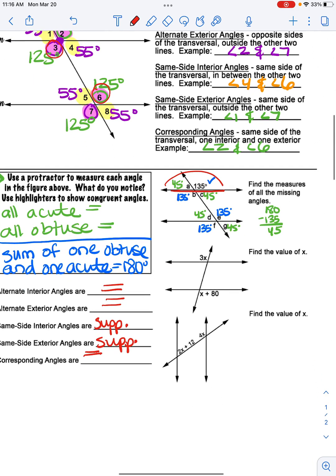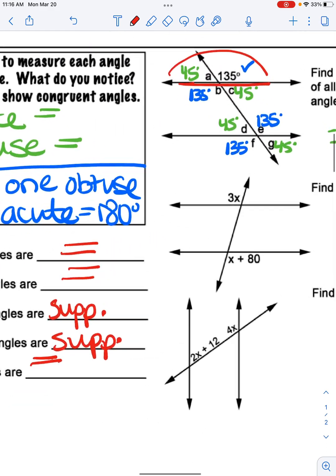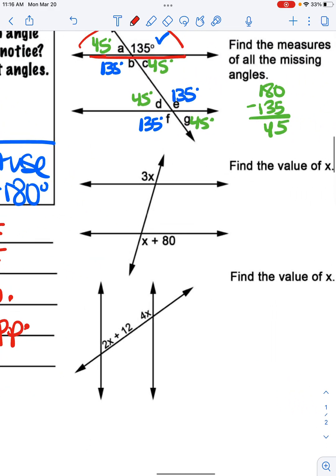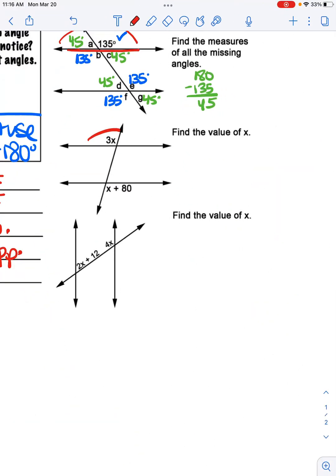All right, so since we know all of that, you really don't even have to memorize the names as much as just knowing that if they're both acute, they're equal. If they're both obtuse, they're equal. And if you have one acute, one obtuse, they add up to 180. So in this picture, these two are both obtuse angles. So those are equal.